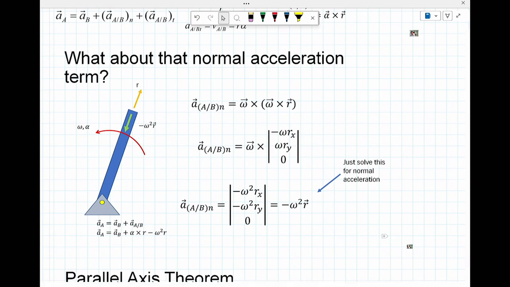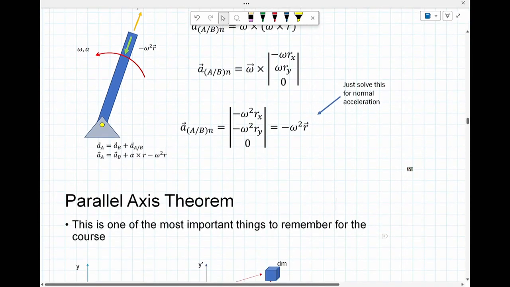Normal acceleration, lots of different ways, but yeah, there it is. It's always going to end up being this in our course. Planar motion only happens in this direction, and you just solve this for normal acceleration. Everything else, and the reference term here, acceleration A equals acceleration B plus alpha, A relative to B, alpha cross r, minus omega squared r. I didn't put vectors on those terms, but it doesn't really matter.